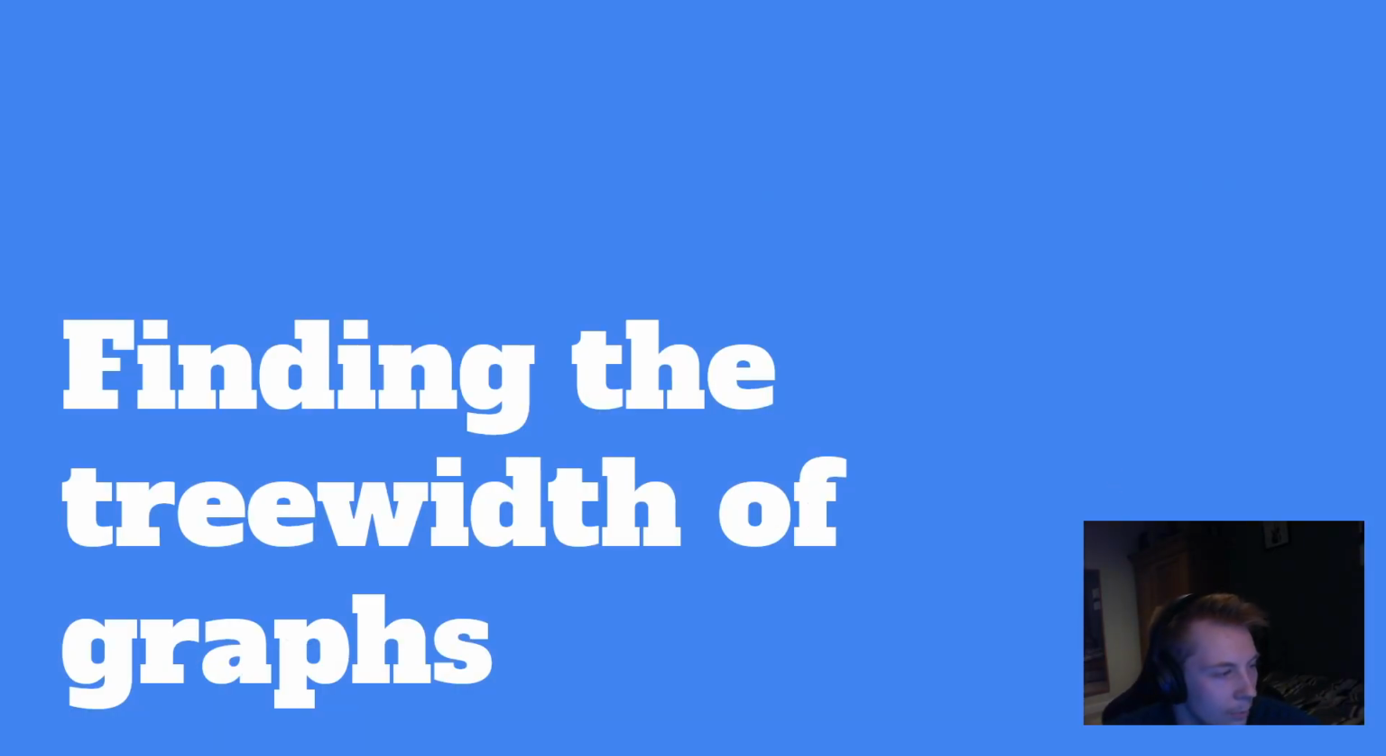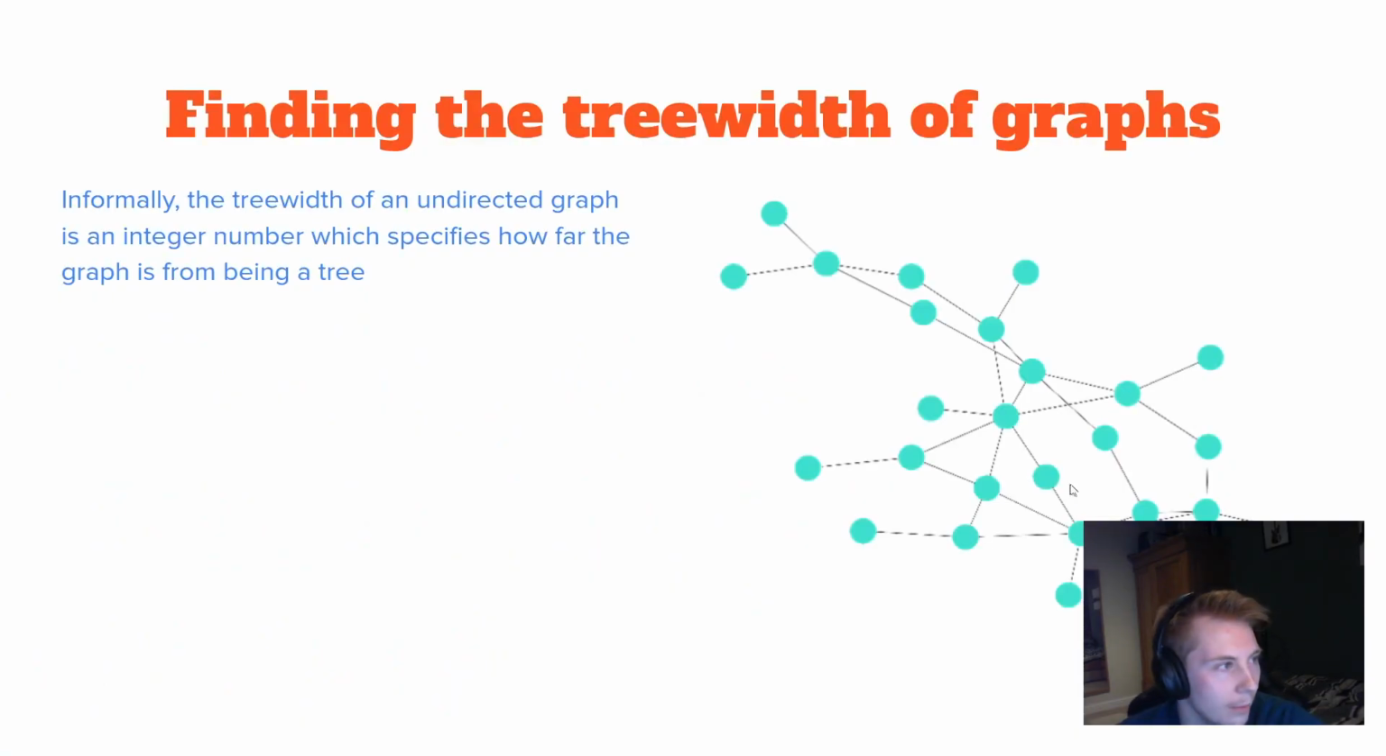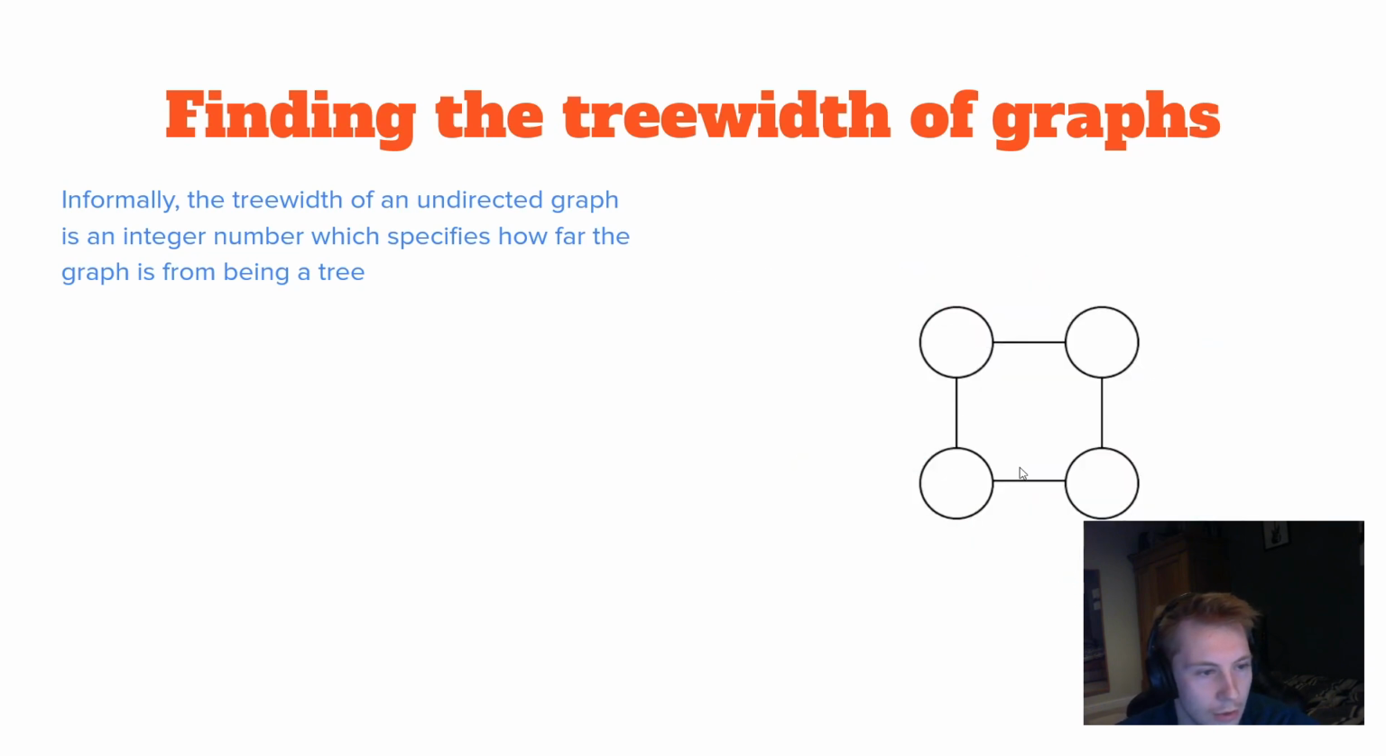So firstly, I'm just going to talk about what the tree width is and how you would go about finding that. Informally, the tree width is basically how far away a graph is from being a tree. So say you have a graph here on the right. If I remove one of these edges, then this graph would become a tree. So the tree width would be 1. Remove the edge, it becomes a tree.